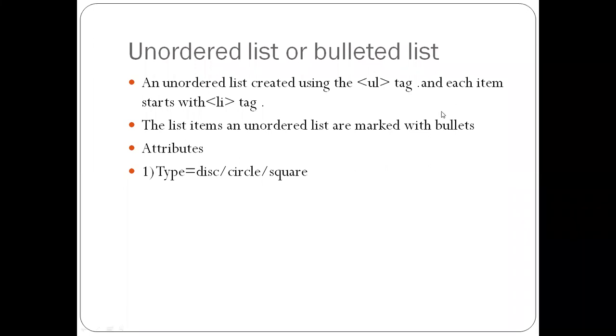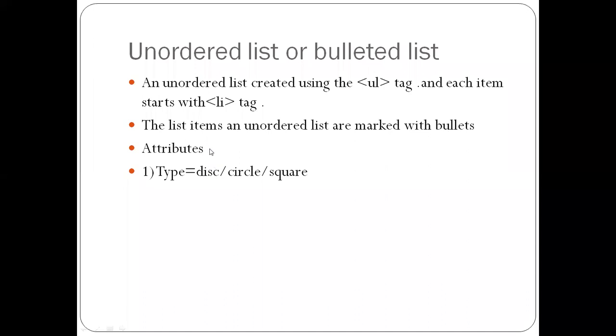Got it? Next, each item starts with LI tag. Means once you start UL tag, each item inside that list starts with an LI tag. LI stands for list item. How many items you want inside the list, those items are specified using this LI tag. Next, the list items in an unordered list are marked with bullet. Now how is it marked with bullet?